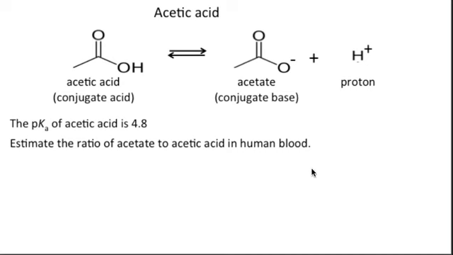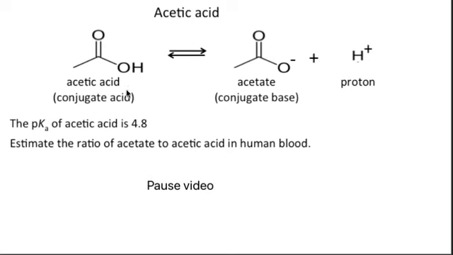My first question is, if the pH were 4.8, what would be the ratio? 1 to 1, right? Now, the pH of blood is what? It's 7.4. So that's a higher pH. So will the ratio be greater than 1 to 1 for base to acid, or will it be less than 1 to 1 for base to acid? In other words, is there more base or more acid?